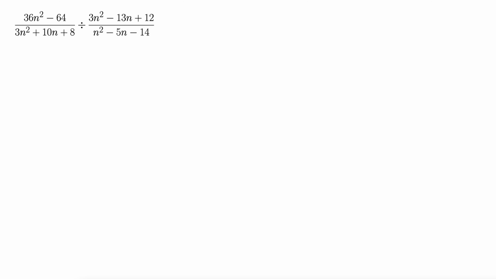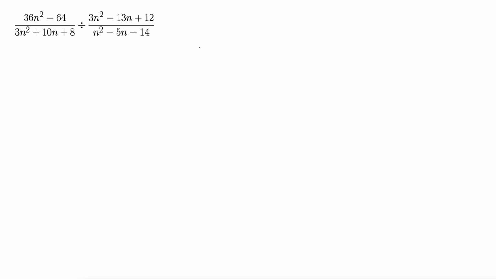Here we are dividing rational expressions. We have (36n squared minus 64) divided by (3n squared plus 10n plus 8), all of that divided by (3n squared minus 13n plus 12) divided by (n squared minus 5n minus 14). Okay, so plenty of factoring to be done here.